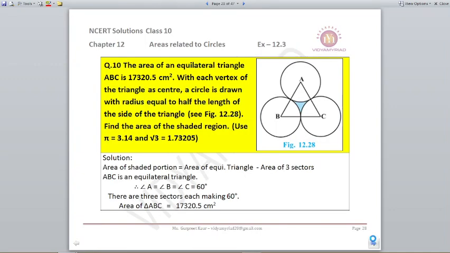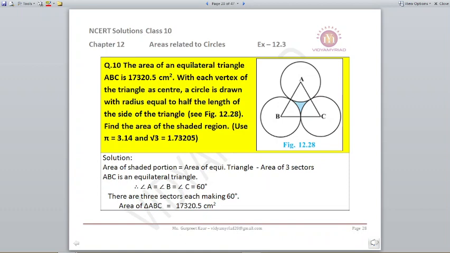Next, the area of an equilateral triangle ABC is 17320.5 centimeters square. Now the area is already given to us for the equilateral triangle ABC. With each vertex of the triangle as center, a circle is drawn with radius equal to half the length of the side of the triangle. Find the area of the shaded region. Use pi as 3.14 and root 3 as 1.73205.